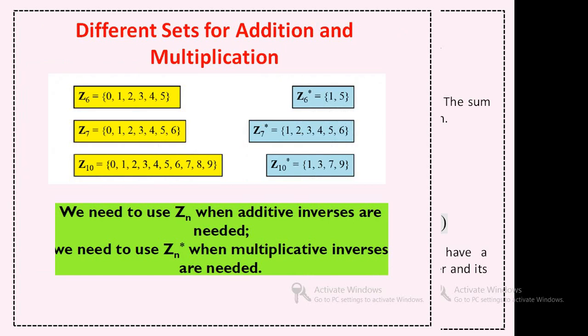Right. So now we come to different sets of addition and multiplication. Alright, this is again just a nomenclature that you need to understand.